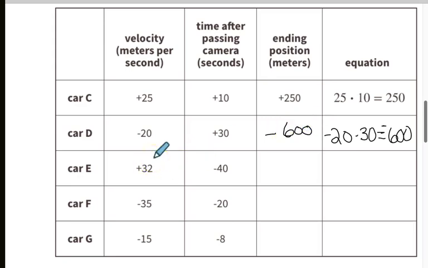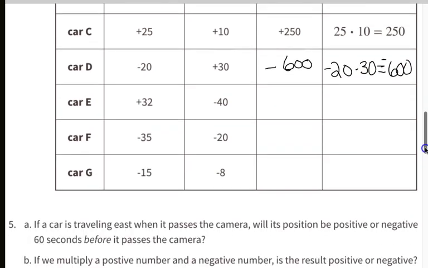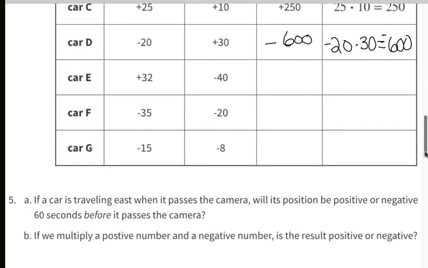So if you want to try the rest, you could in your notes to see if you would get the correct answers. Well, I'm going to move this up actually some. So I have positive 32 times negative 40. 32 times 40 is 1280. And positive times a negative is a negative. So my answer is negative 1280.